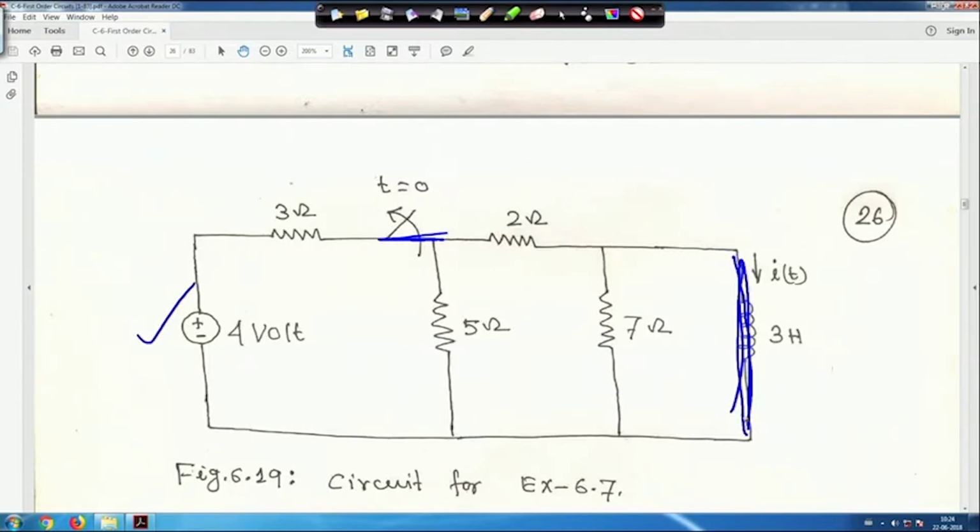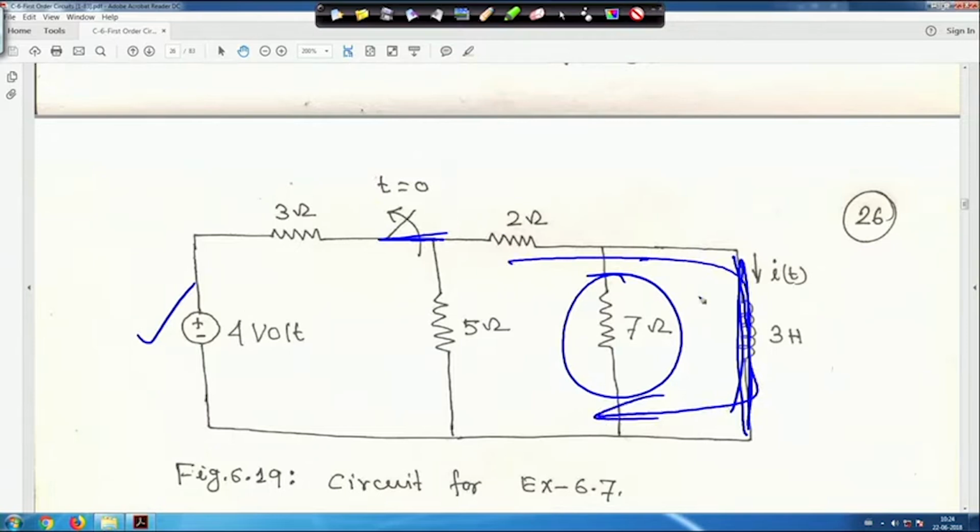In that case what will happen, this resistance has no current, no current will flow through this resistance, it will be completely isolated, because the current flow will take the path like this, because this switch was closed for a long time. So, for DC, when the switch is closed for a long time, the inductor will act as a short circuit, whereas the capacitor acts as an open circuit. These things you have to keep in your mind.